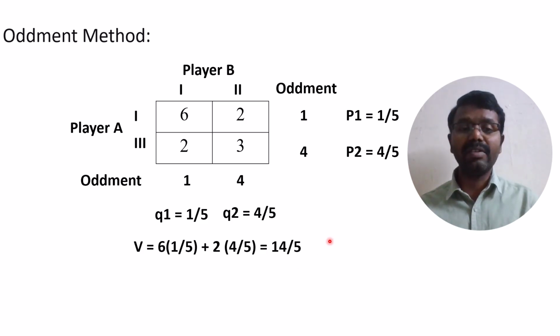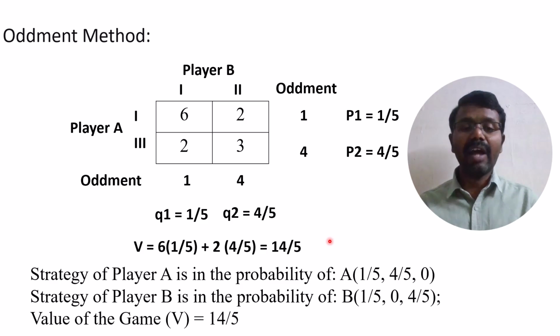So finally we will say the strategy of player A is, in the probability of A, the first strategy 1 by 5, and the second strategy is not there here for player A, so that becomes 0. Actually here it should be 0, and then the third strategy will be 4 by 5.